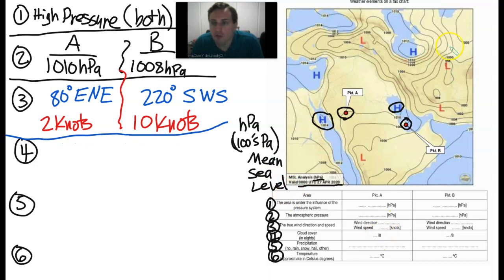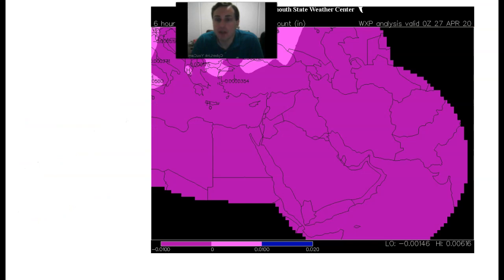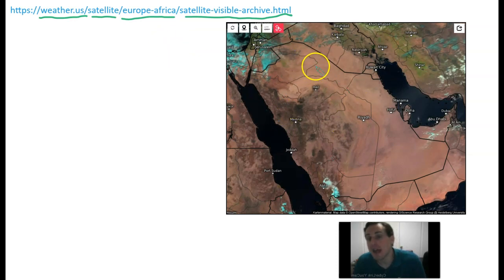We need the cloud cover in eighths. Now, I had to go to a different web page for this one. The web page I found is weather.us. So this is the main URL. Now, it turns out they have archived images. You want to click on satellite and then Europe, Africa, and you can see. They only have about 1 image a day, but it's better than nothing. So this is a summary image for the day for these places.